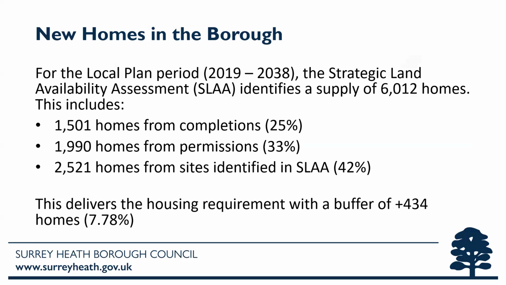Overall, this delivers a housing requirement with a buffer of 434 homes, which is almost 8%. A buffer helps to provide more certainty that the housing requirement will be met.